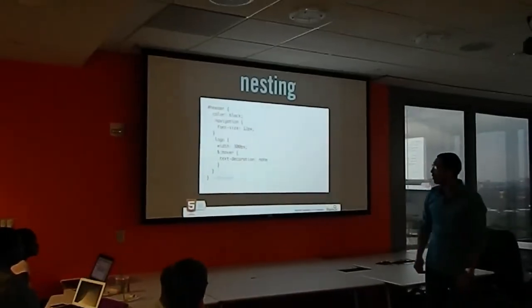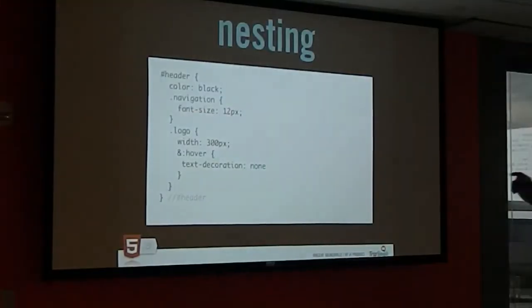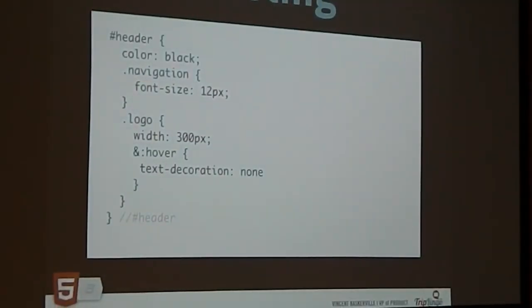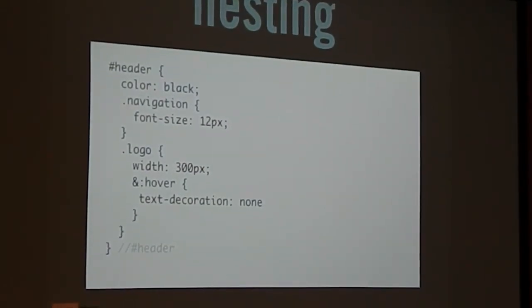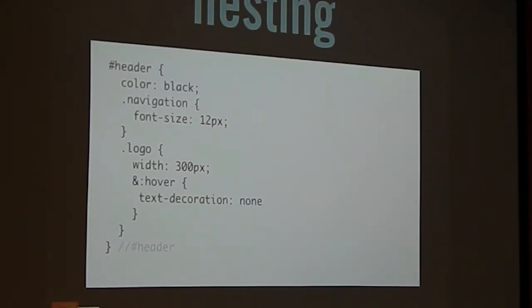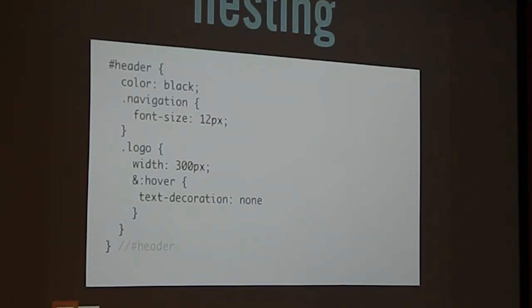Then you have nesting, which I love as well. So how would you normally write this if it wasn't this way? You have your header, and it's color black, but then inside your header you have your navigation. So you have to write pound header space dot navigation, then again pound header, things like that, logo, if you want to drill down like that.